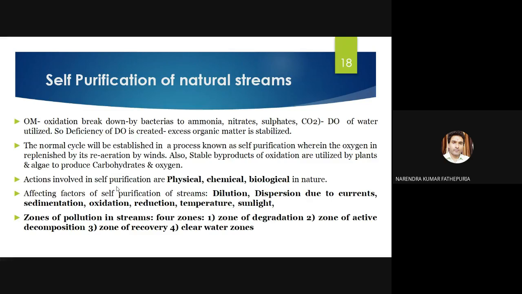Have a sufficient amount of oxidation materials to ammonia, right? And this dissolution of water is utilized, so a deficiency of dissolved oxygen is created. Excess organic matter is stabilized. The normal cycle will be established in a process known as self-purification, wherein the oxygen is replenished by its reaeration by winds. Again, the amount of oxygen will be supplied from the atmosphere. Also, the stable byproducts of oxidation are utilized by plants and algae to produce carbohydrates and oxygen.